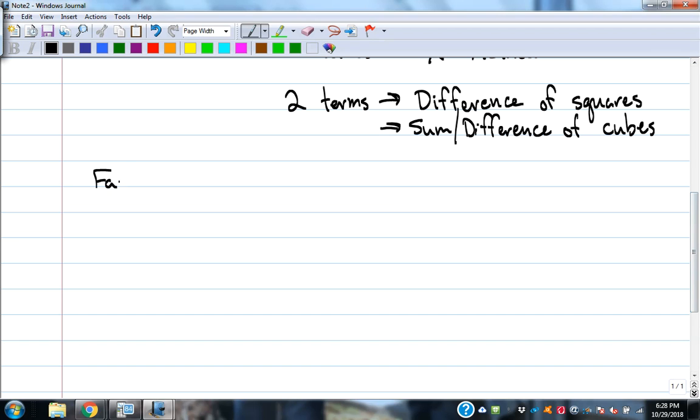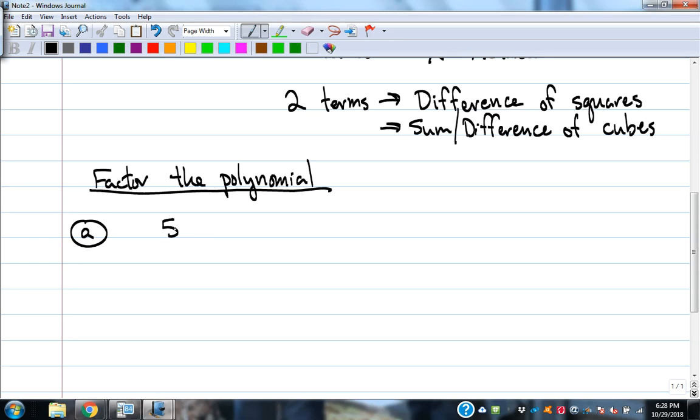Instructions are: factor the polynomial. Example A, 5x plus 10. Starting with baby steps, building our way up. This is definitely the longest section of the night, so we can make it through this one. The next 2 are not nearly as long.